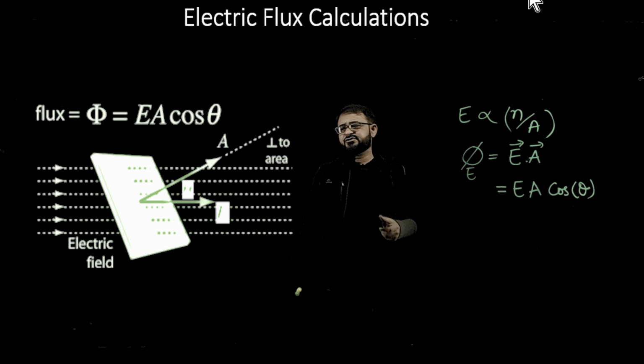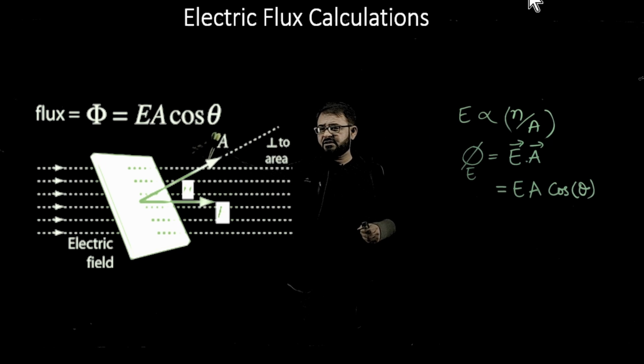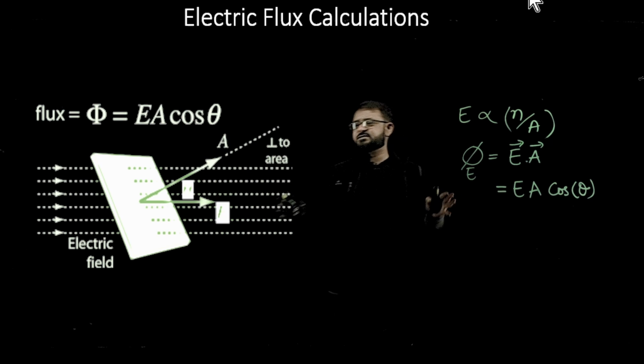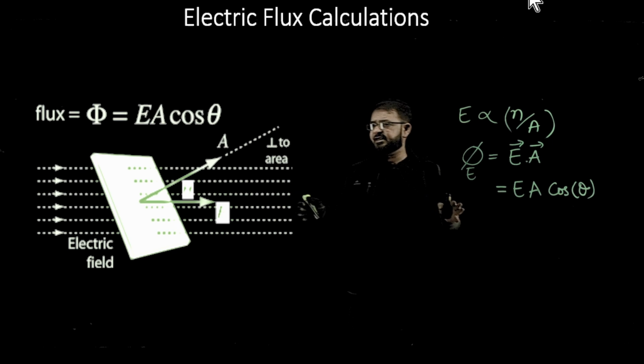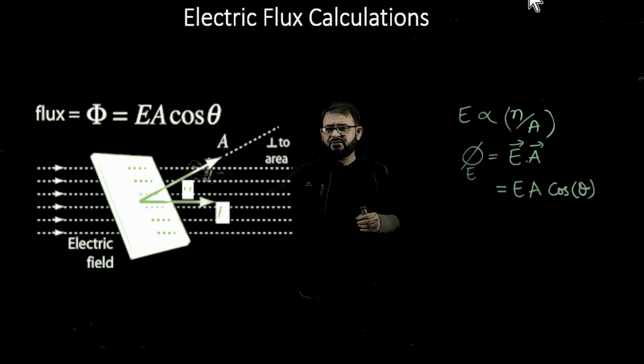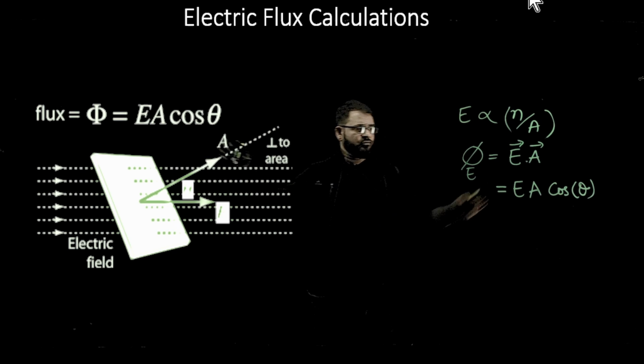So how do you actually compute electric flux? We have a uniform electric field, and then there is a white area. You can see there is an angle theta between the electric field and the area vector. If you have a simple surface which is flat, you make such a calculation where flux is equal to EA cos theta.